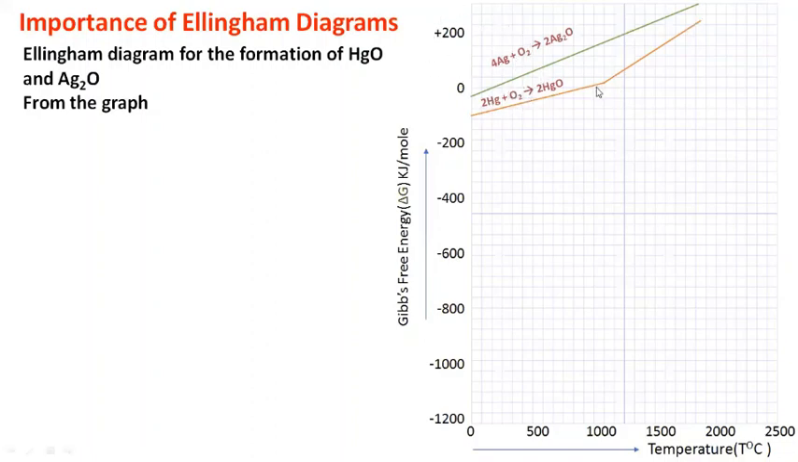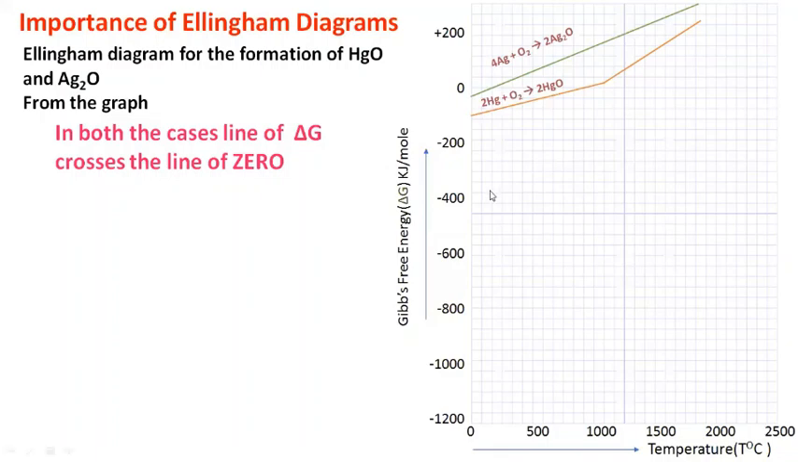As the delta G values are becoming positive, we can predict that as the temperature increases, the stability of mercuric oxide and silver oxide decreases drastically. That is to say that they are thermally decomposable substances.